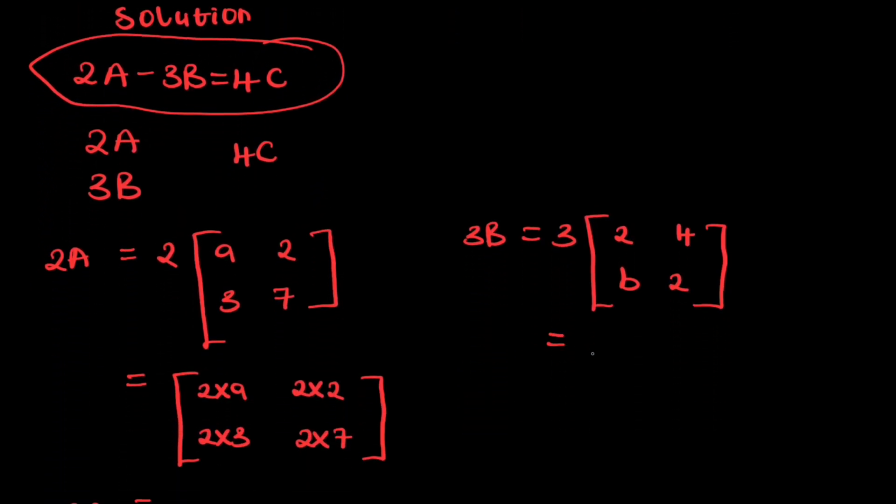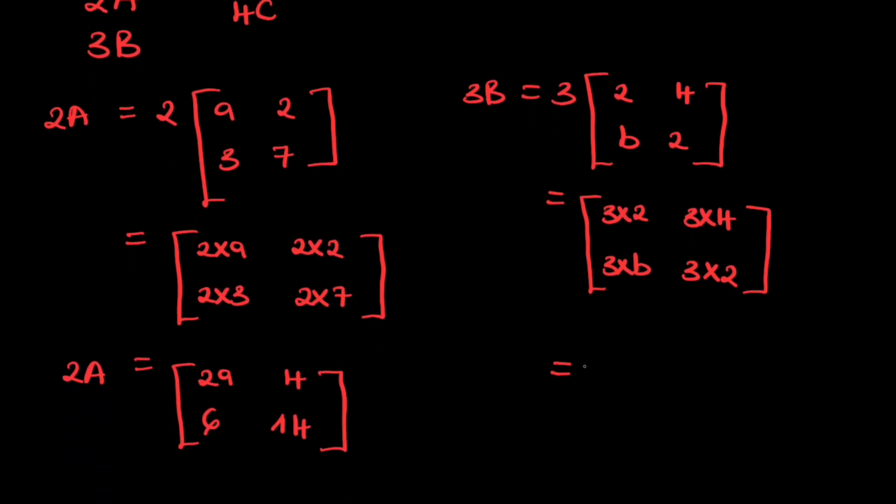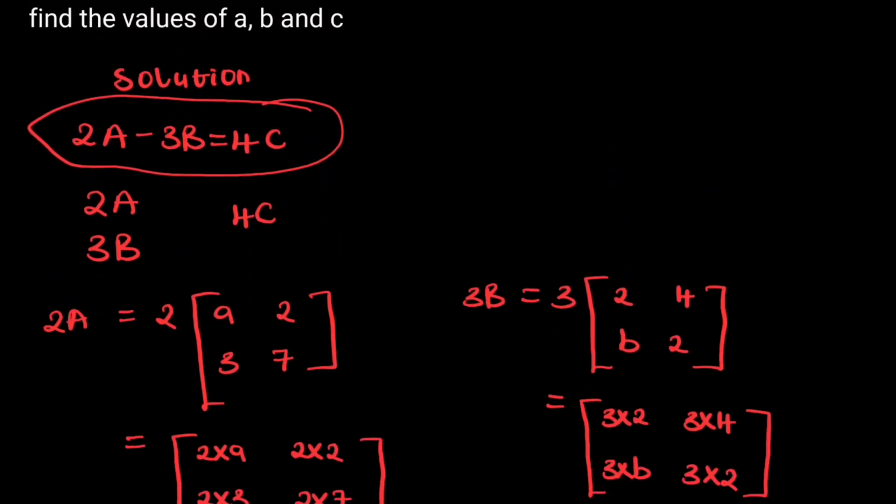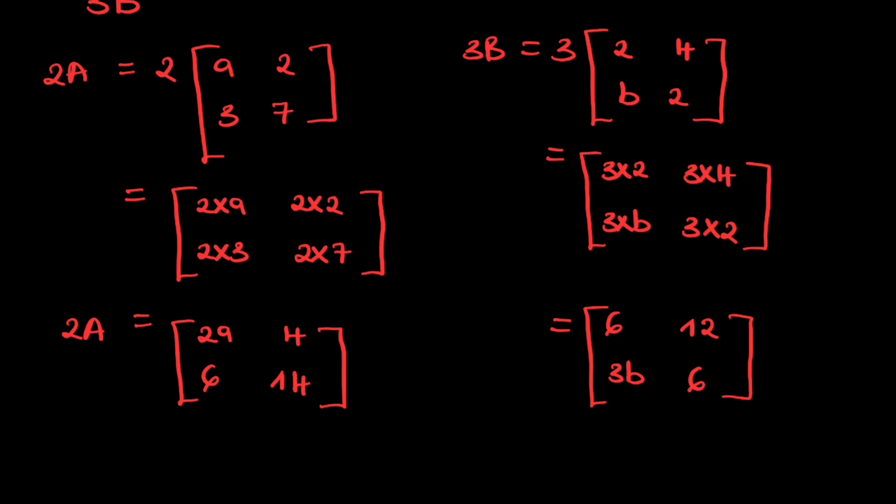So now we multiply the 3 by every element. So 3 times 2, 3 times 4, 3 times b, and 3 times 2. Now we simplify it. So here we have 6, we have 12, we have 3b. b is an unknown value, so we need to write it like that. And we have 6. Okay, so this is 3b.